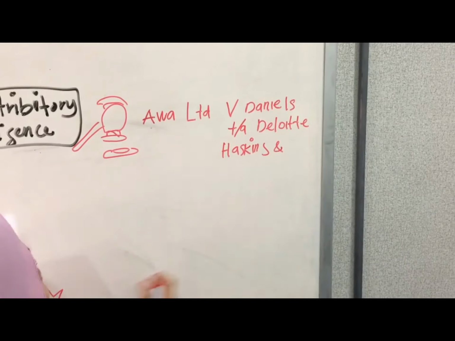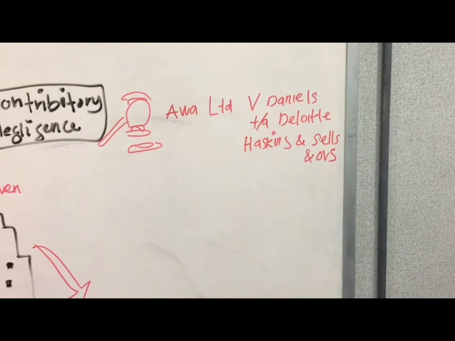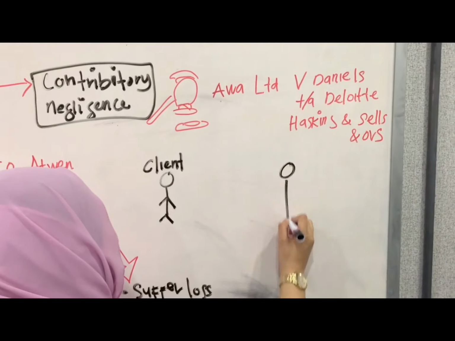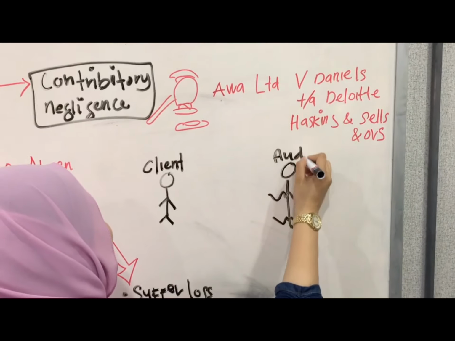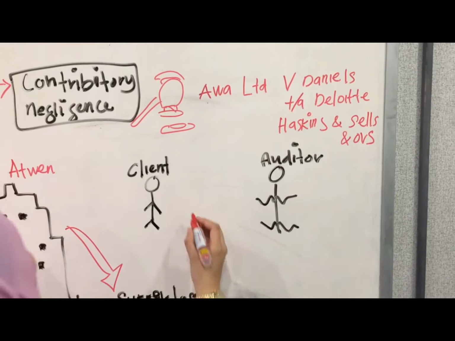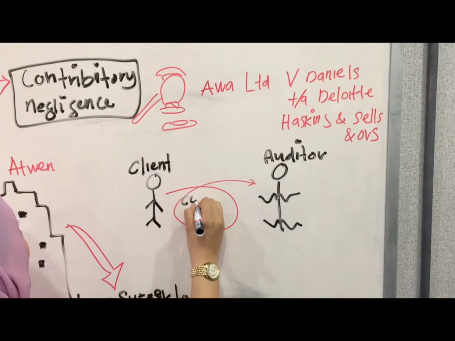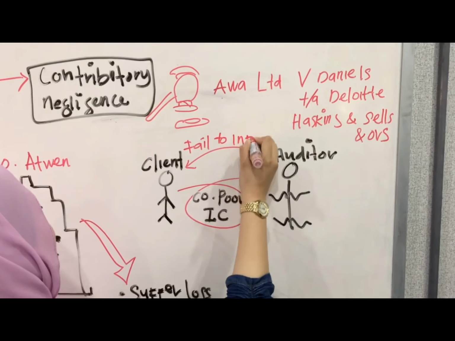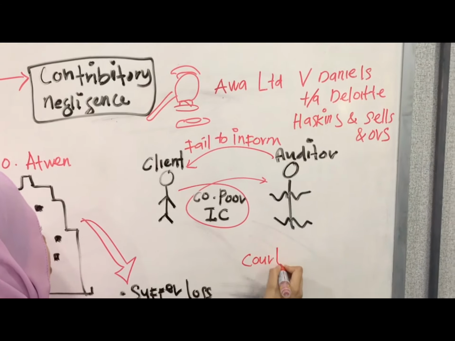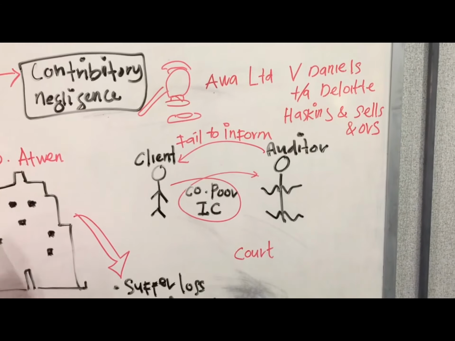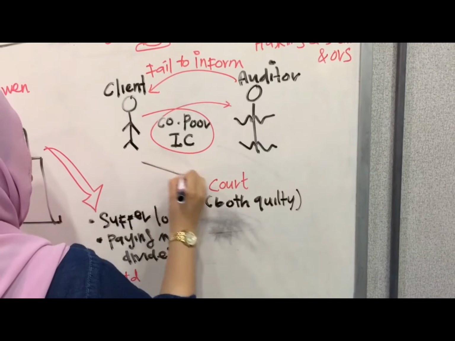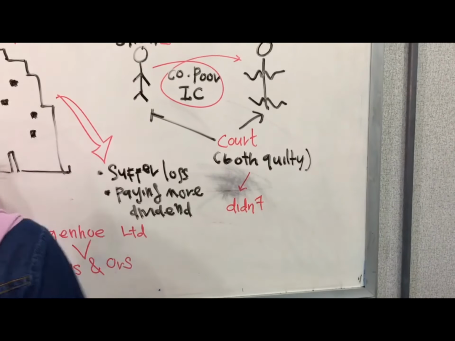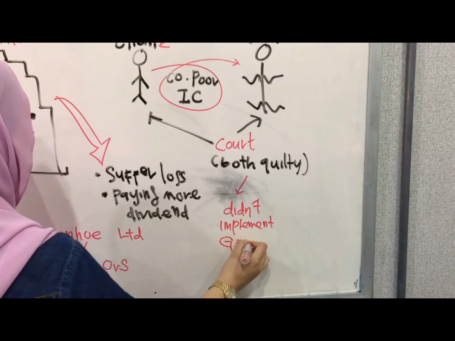Now we look at AWA Limited against Daniels, trading as Deloitte Haskins and Sells and Ors. The auditor was held to have been negligent in failing to warn the appropriate level of management and to implement follow-up actions to rectify internal control weaknesses discovered during the course of audit. However, the court ruled that the company was held to be guilty of contributory negligence through not establishing adequate controls in the first place.